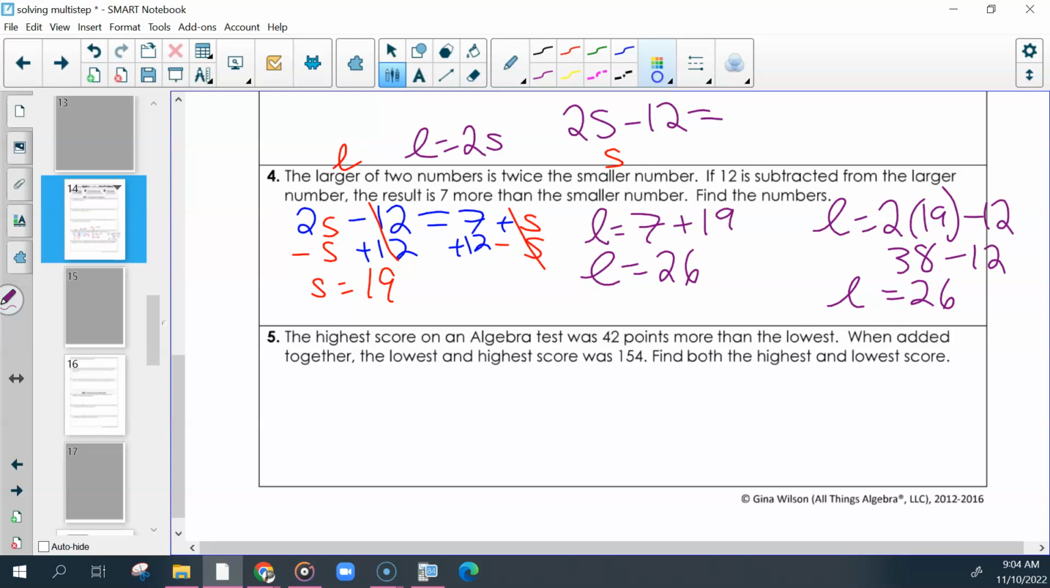So this was the right equation. We subtracted the 12 from the equation of the larger number. That's where that 2s came from. So the first part says the larger of the two numbers is twice the smaller number. So we multiply 2 times the smaller number to get the larger number. And then because 12 is being subtracted from that, we're subtracting 12 from the equation. There's just a lot of pieces and parts that make more sense. Okay. Any other questions on that one?